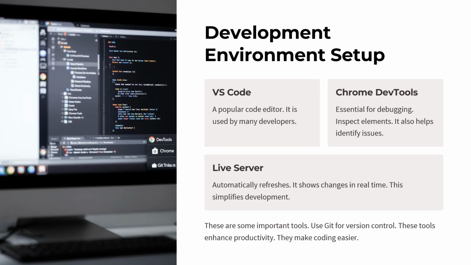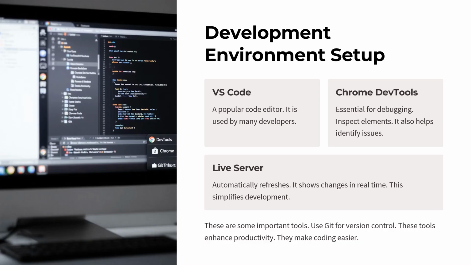Version control is another fundamental aspect of web development, and Git is the most widely used tool for this purpose. Git helps developers track changes in their code, collaborate with teams, and revert to previous versions when needed. Platforms like GitHub and GitLab further enhance teamwork by enabling seamless code sharing and management.